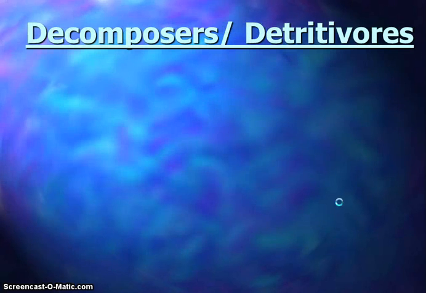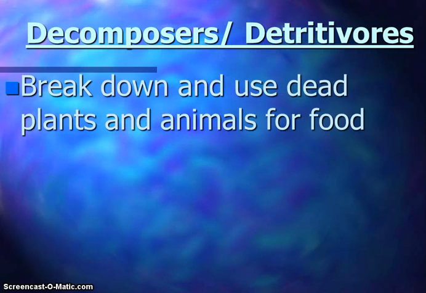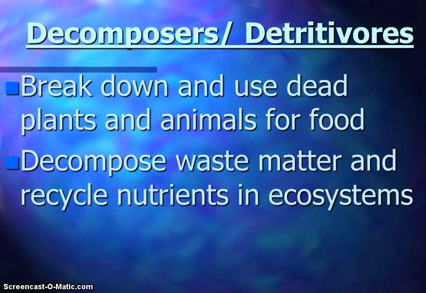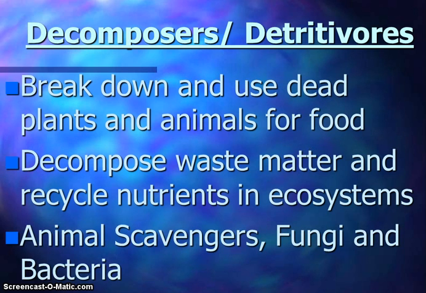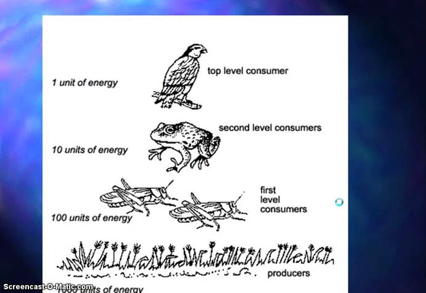Now everything dies, so we have decomposers and detritivores that are going to break down and use the dead plants and animals for food, kind of recycling the nutrients within the whole environment or ecosystem. So some examples would be animal scavengers, fungus, bacteria.